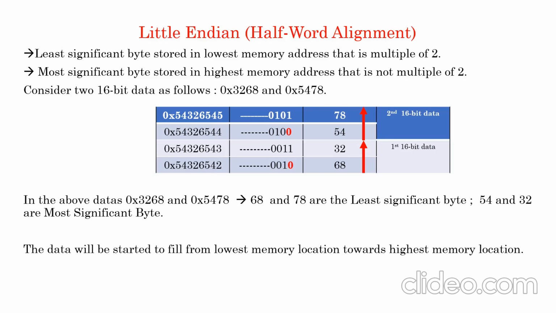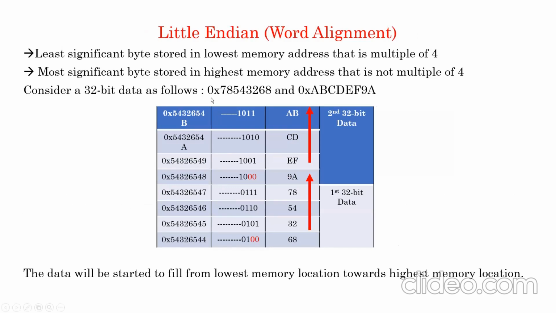Next, for a 32-bit data. These are the two 32-bit data: 78543268, and another one is ABCDEF98. Here, the least significant byte of your 32-bit data will be stored in a location which is a multiple of 4. In the case of a half word, the least significant byte will be stored in a location which is a multiple of 2. Here, the least significant byte will be stored in a location which is a multiple of 4.